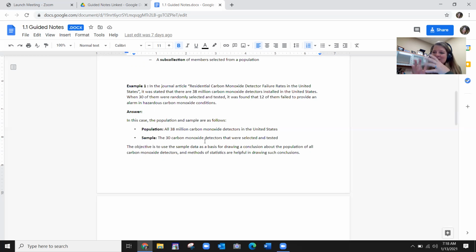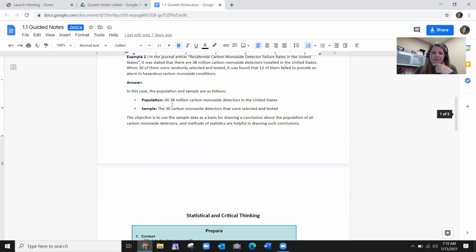So what is the population? What is the total of whatever I'm talking about? It's all detectors, so there are 38 million, everything. What is my sample? My sample is the 30 that I selected and tested. You probably think that's pretty easy, Charity, but sometimes it's hard to think through the population and the sample. On my final exam last semester, people really struggled with that idea. You have quite a few questions in your homework that will make you pick out the population and the sample. I think I even added a couple extra.